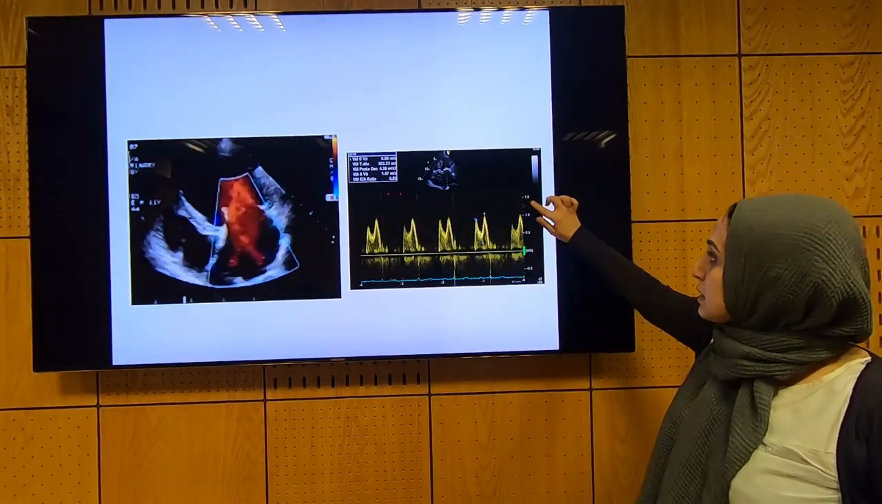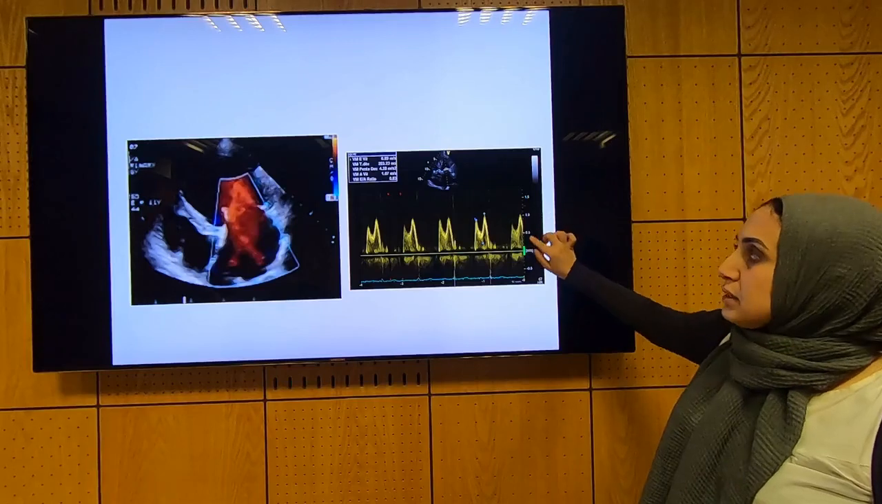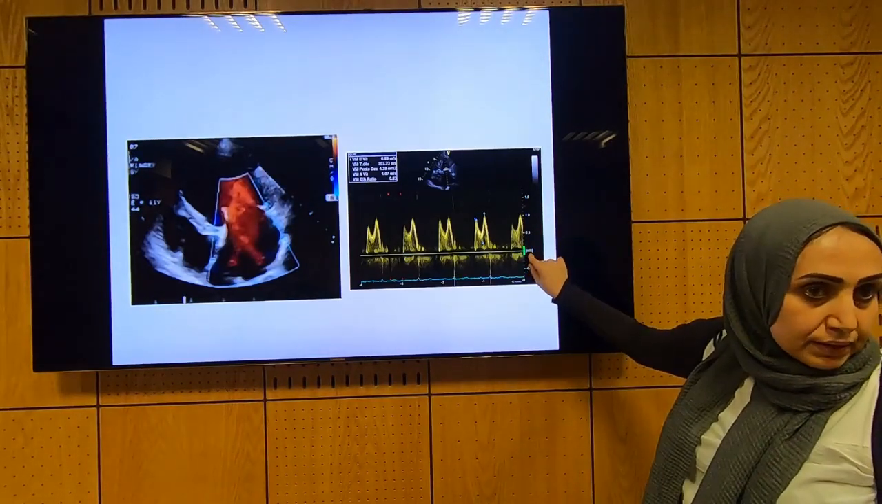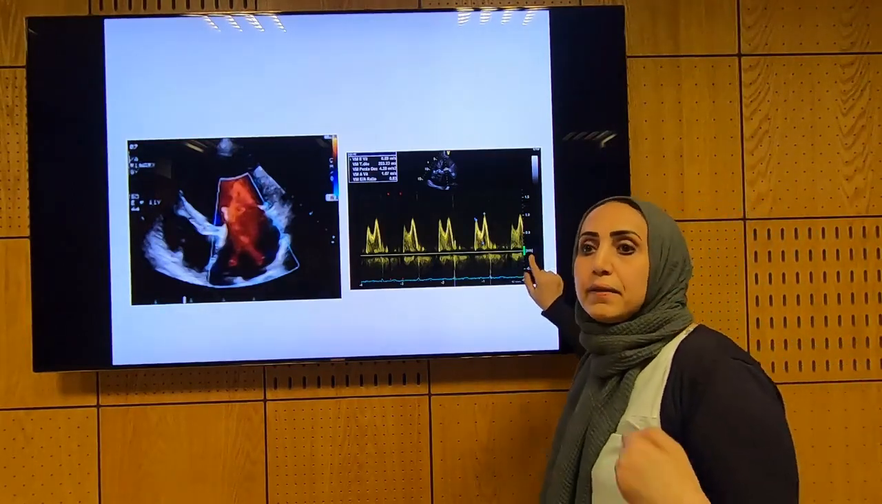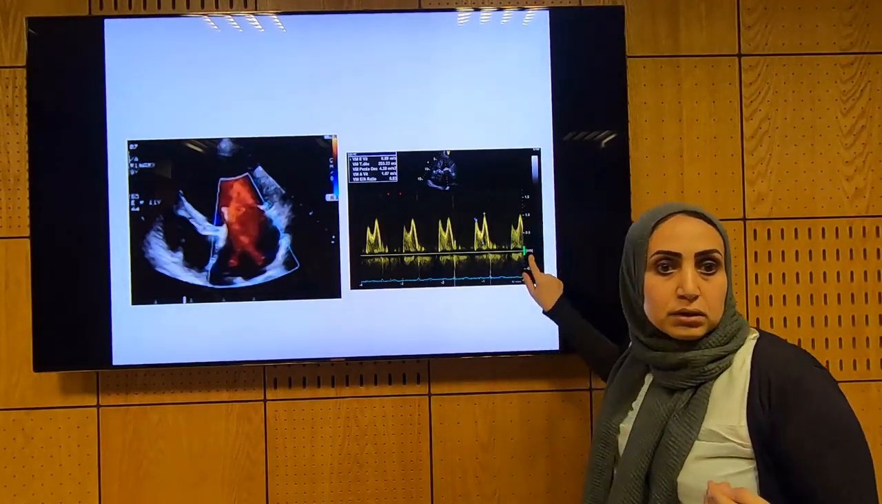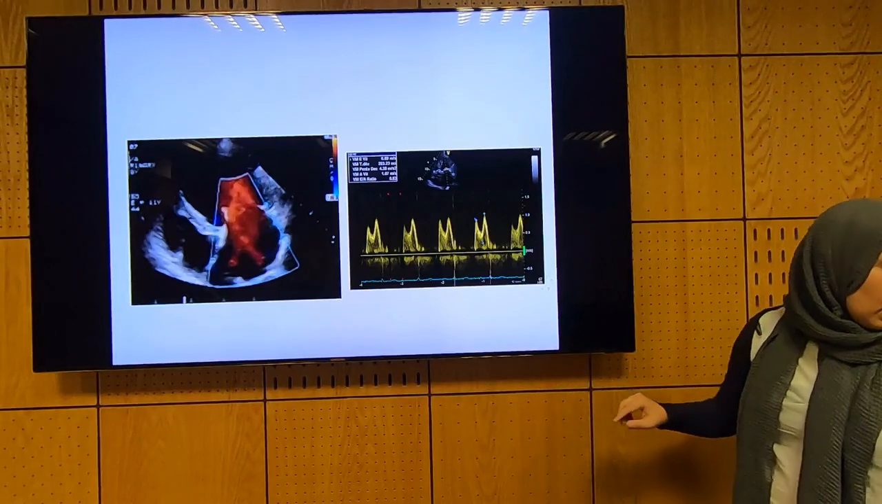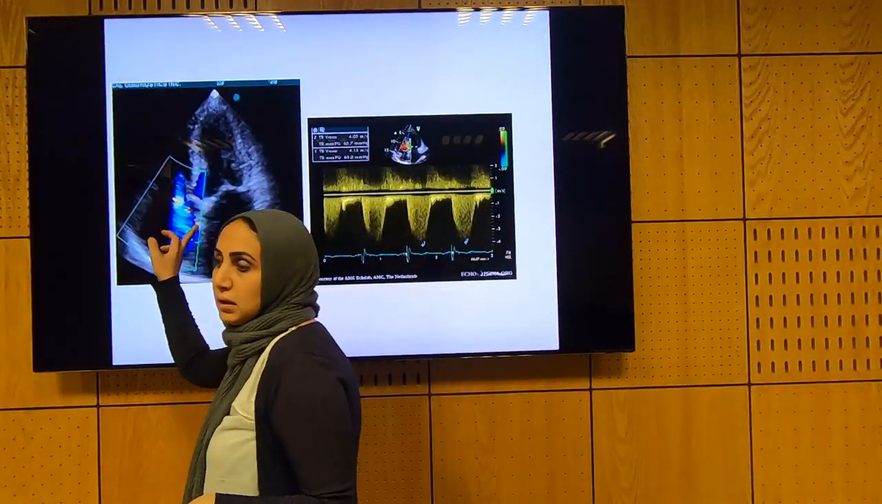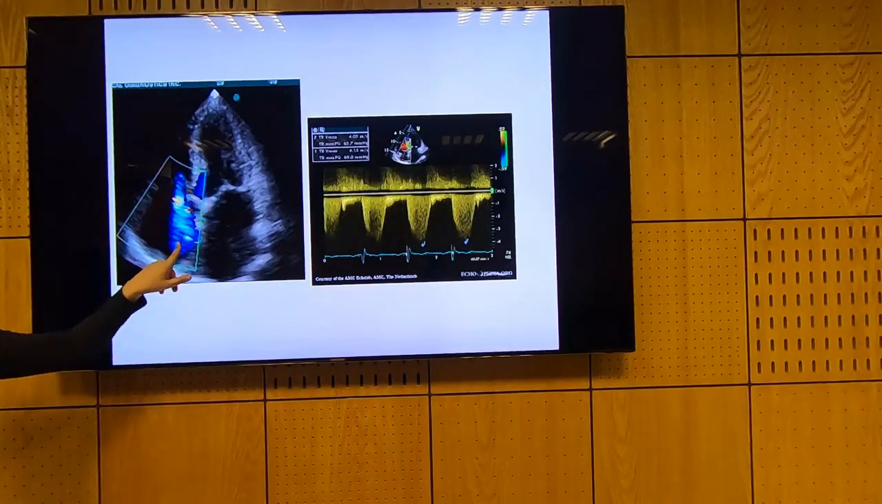And this scale is meant to be centimeter or meter. Here it is meter per second. Sometimes you can make it centimeter per second. But this is the speed of blood during the second. Okay. Now we have this, a leak. This is away from the probe.